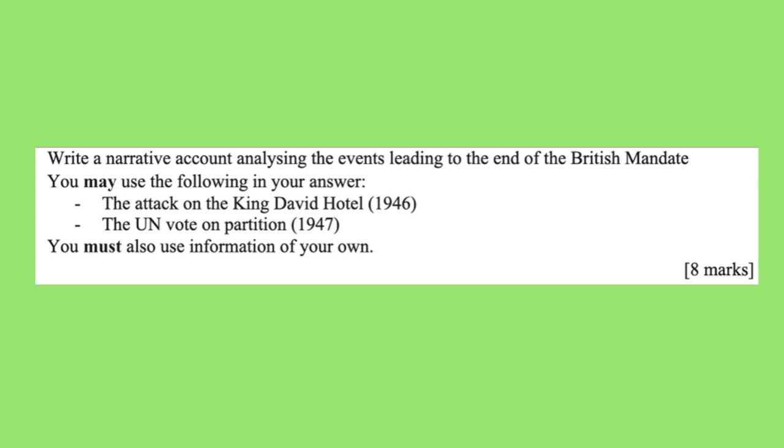Write a narrative account analysing the events leading to the end of the British Mandate. You may use the following in your answer: the attack on the King David Hotel in 1946, the UN vote on partition in 1947. You must also use information of your own.